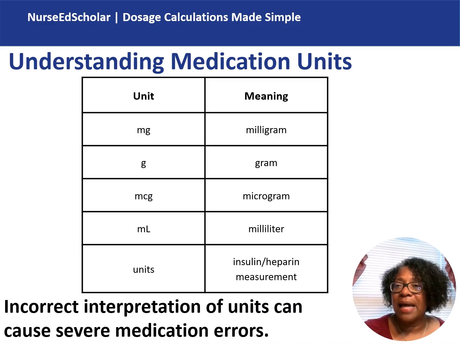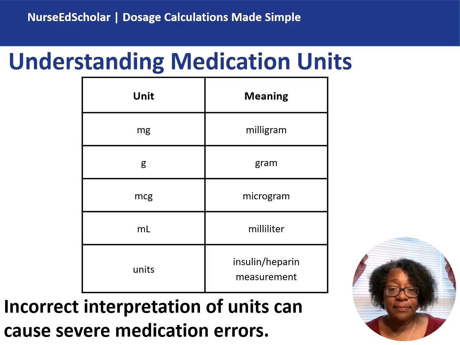Okay, so these are the common units that you will see in the hospital setting or the clinic setting. You gotta know, mg is milligrams, g is gram, mcg is microgram, ml is milliliter, and you'll also see units in insulin doses and in heparin doses. And a lot of the times, errors happen because students mix them up. Okay. And when you mix them up, you can really cause some serious medication errors.